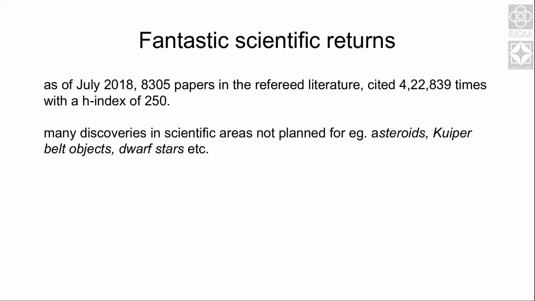It's been a very successful survey, more than 8,000 papers, more than 4 lakh citations, with a very high H index. Although it was originally designed for studying the large-scale structure of the universe, it has made enormous advances in scientific areas, like in the study of asteroids, Kuiper belt objects, dwarf stars, etc., which were not originally envisaged.